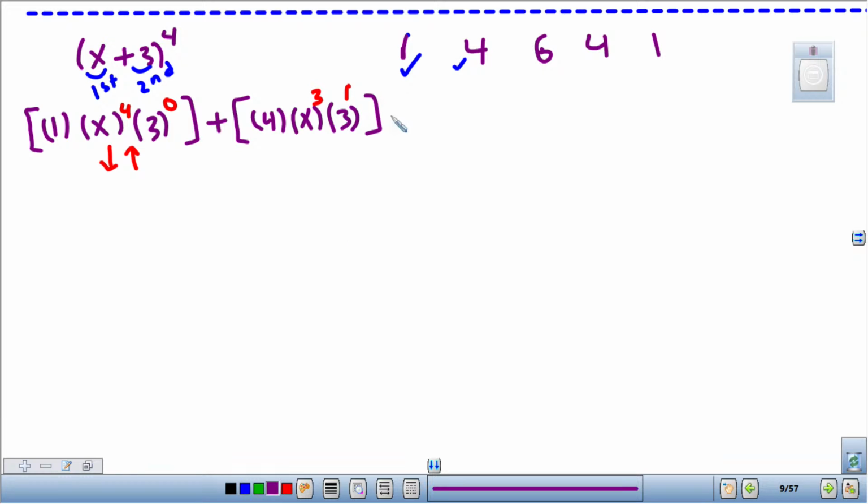Plus, I'm going to use the 6 from Pascal now. And this time I'm going to check mark right next to it as soon as I use it. And then I'm going to take the x to what power? What do you think is the power here?